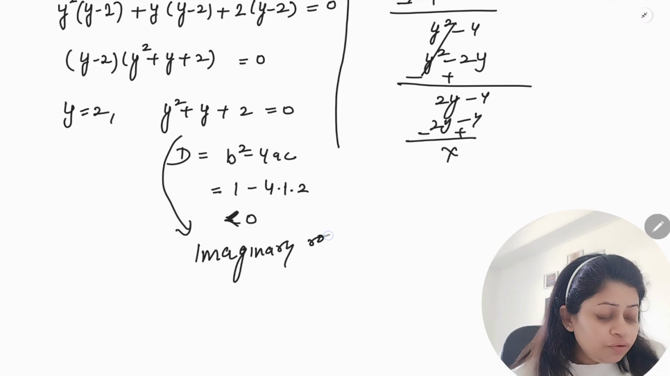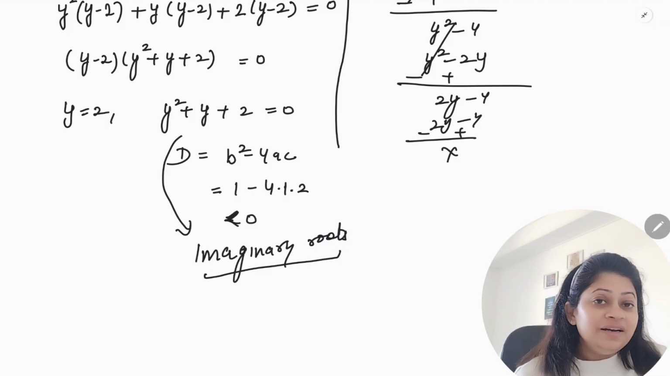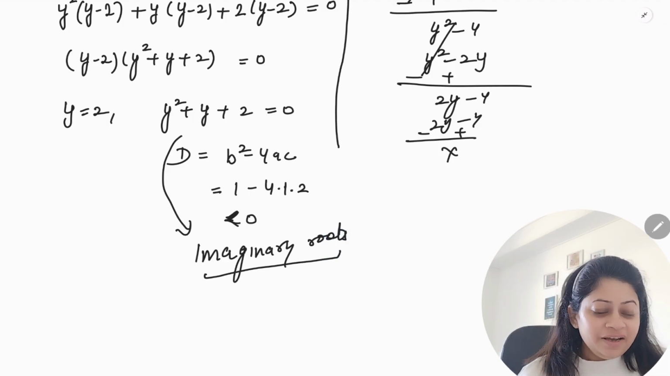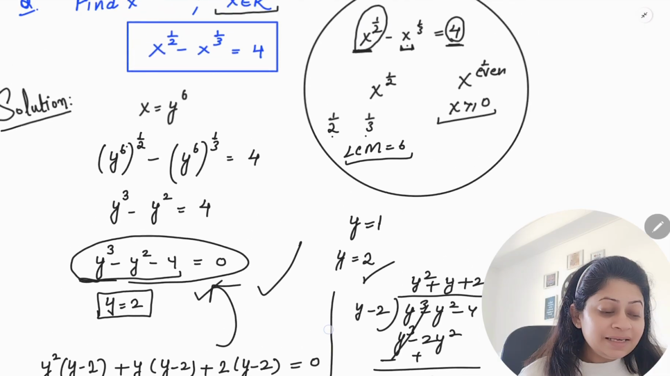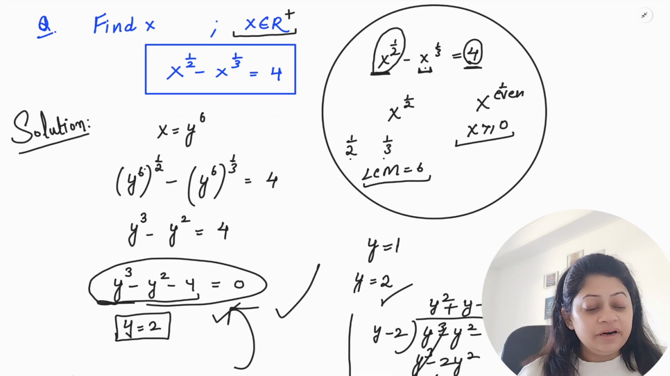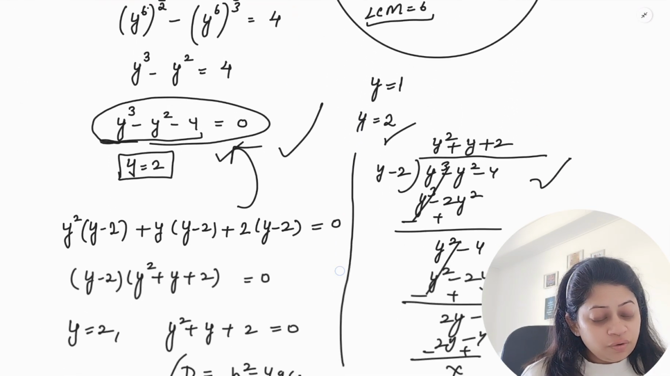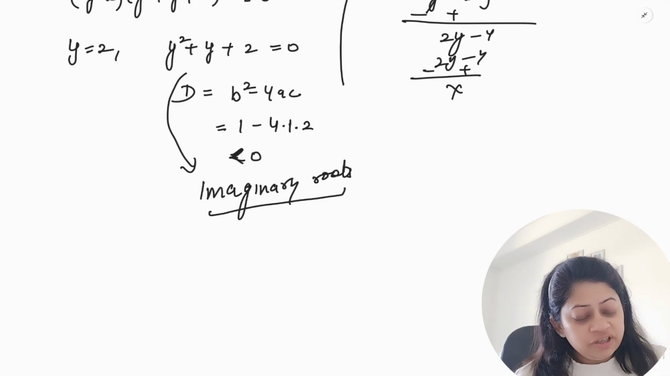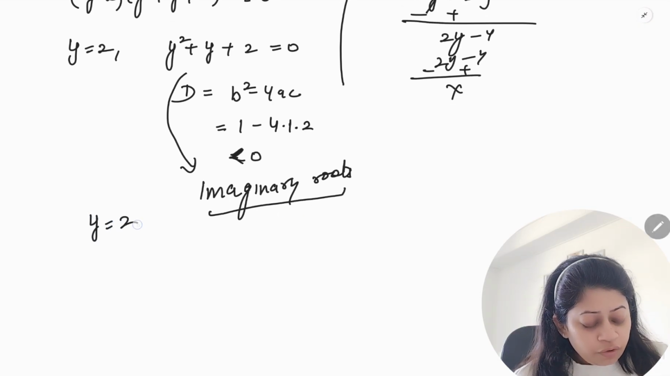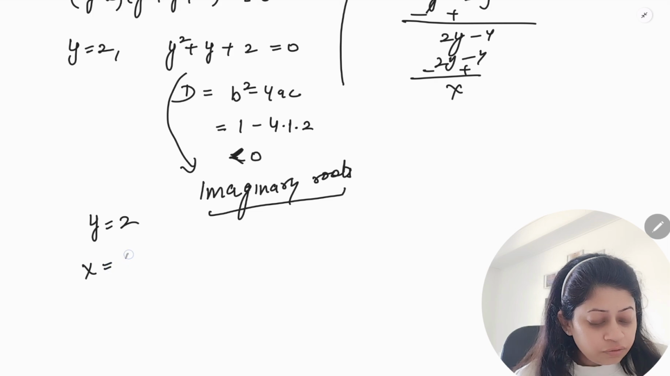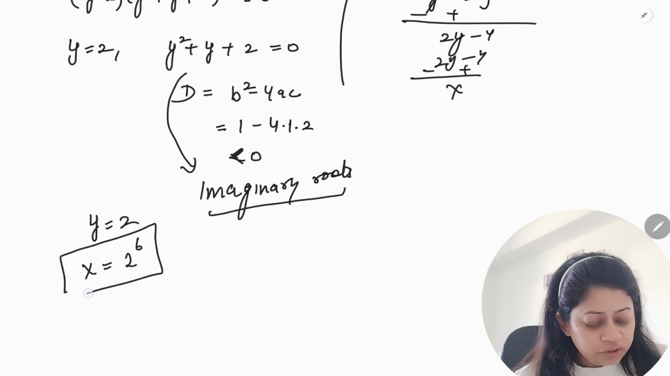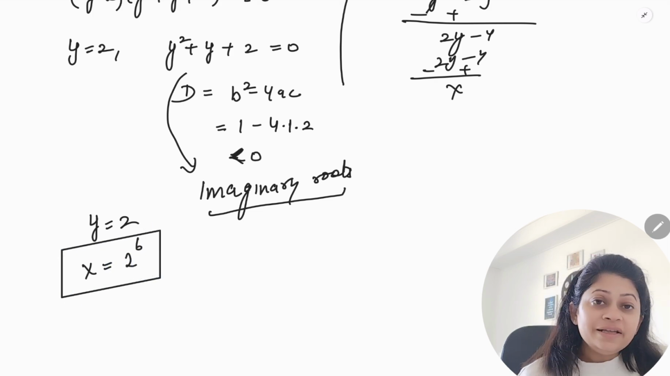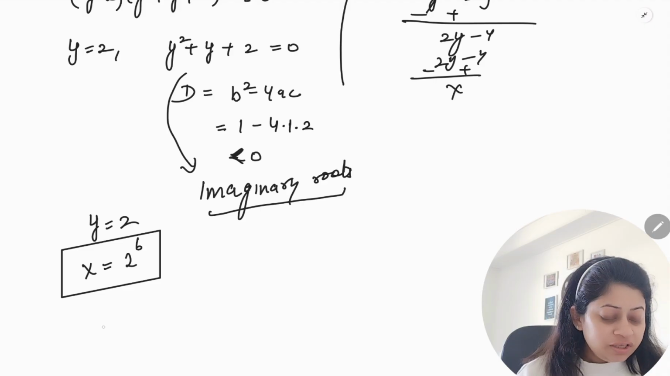But now if you remember your question, it was given that x is a positive real number. So okay, and this would give us x as also imaginary. So we will just take y is equal to 2, which would give us x is equal to 2 raised to power 6, because what was x? X was y raised to power 6, right? So this is our answer.